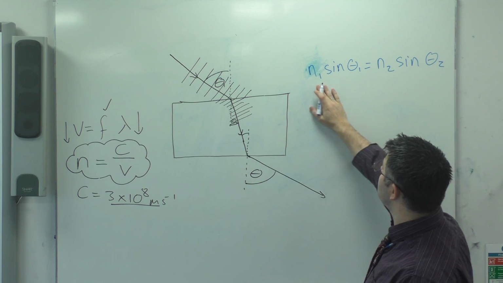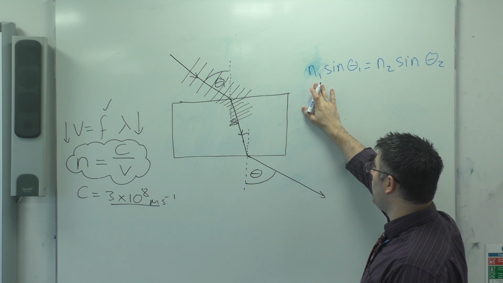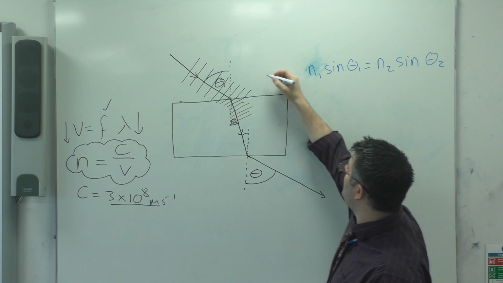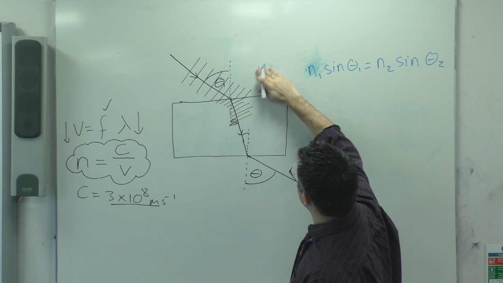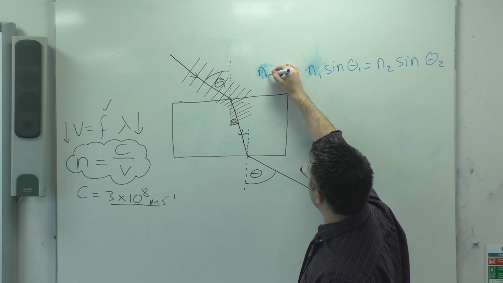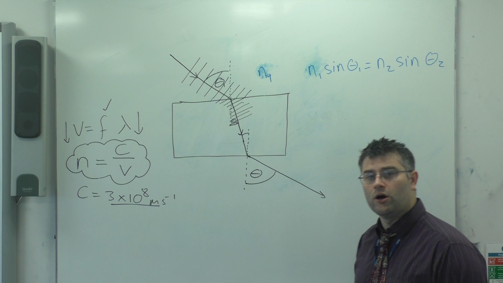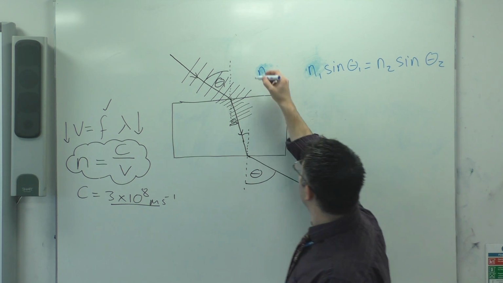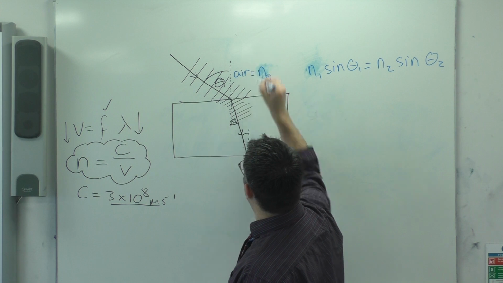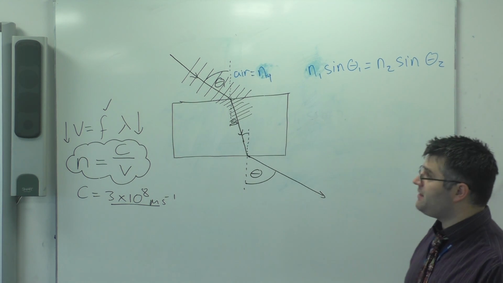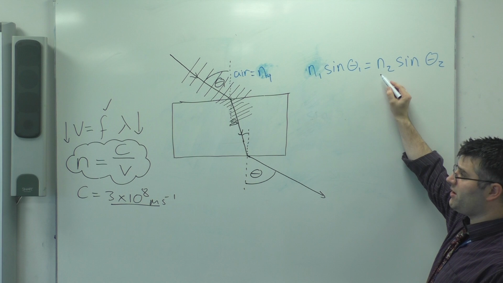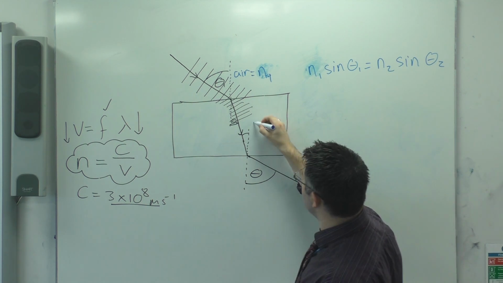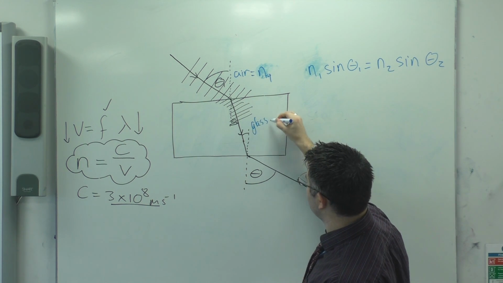And what we have is a situation where n1 is the material that it comes out of. The material, proper n, that might be helpful. n1 is the material it comes through before striking the boundary. In this case, it's air. That means that n2 is the material that it passes into. So that is the glass in this case.